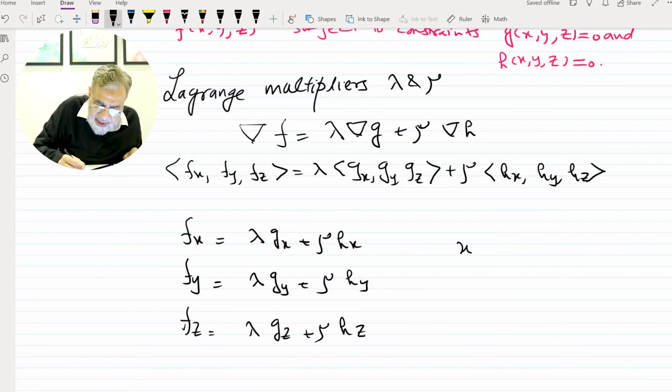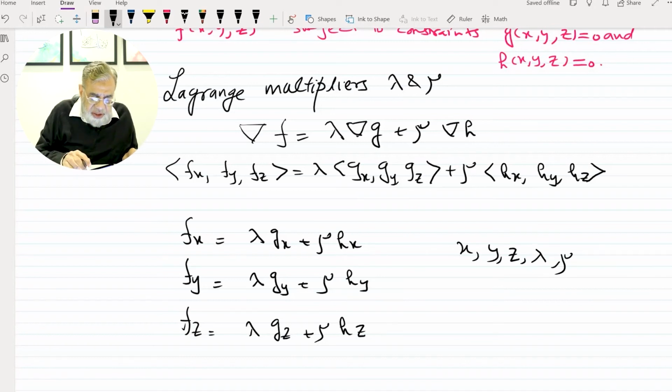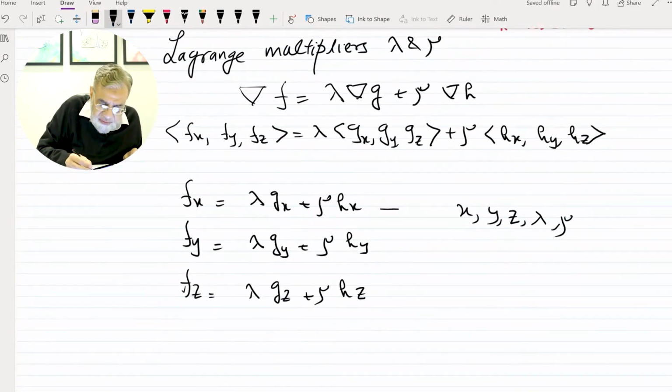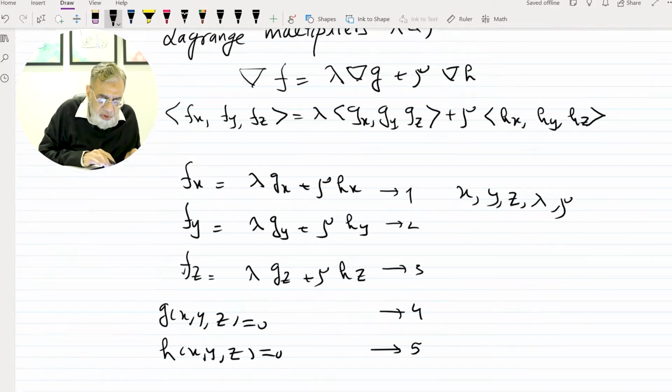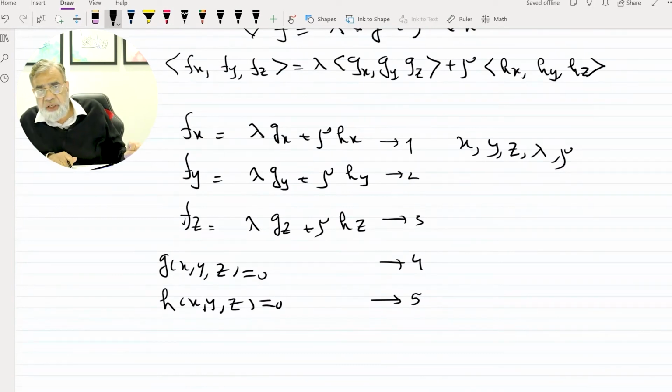Now we have three variables x, y, and z, and also the Lagrange multipliers lambda and mu. This means we need five equations. This is my equation 1, this is my equation 2, and this is my equation 3. I take the condition g of x, y, z equal to 0, this is my equation 4. And I take h of x, y, z equal to 0, this is my equation 5. As before, we solve these equations, find the values of x, y, z, lambda and mu, and then we find the function at the x, y, z values.